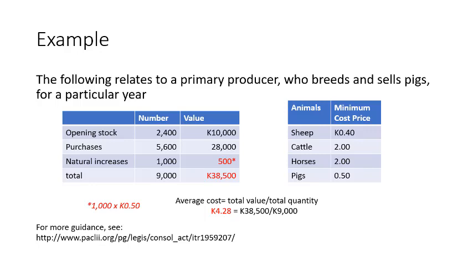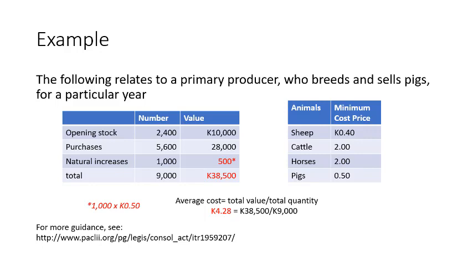So you have an opening stock of 2,400 which is valued at 10,000 kina. And then you purchase new pigs, 5,600 at 28,000 kina total value. Now the total number of stocks you have here is 9,000.